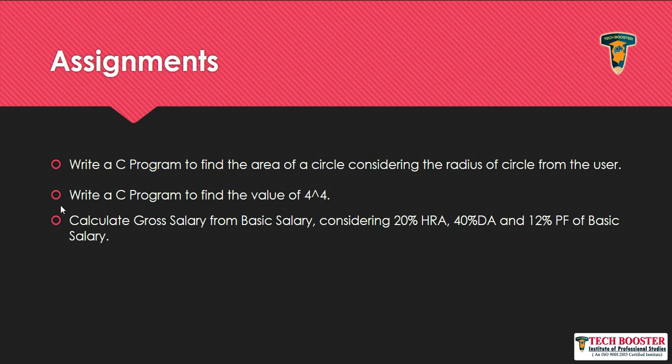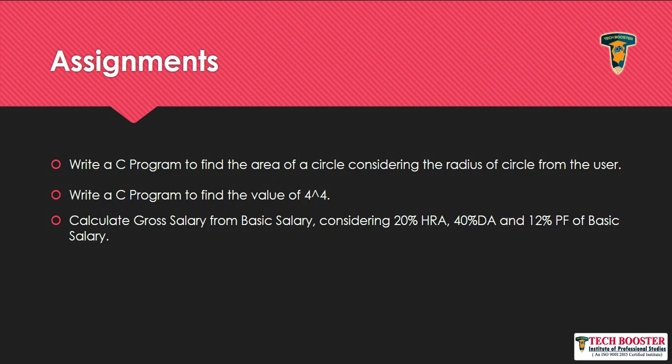What is our second assignment? Write a C program to find the value of 4 to the power 4. So what is this? Is it to the power or is it something else? This is basically our XOR bitwise operator. This is not to the power. Here our answer won't be 4 to the power 4.